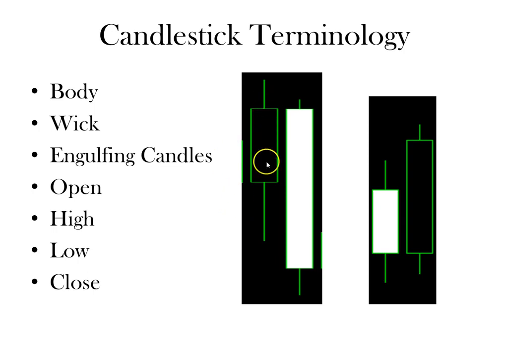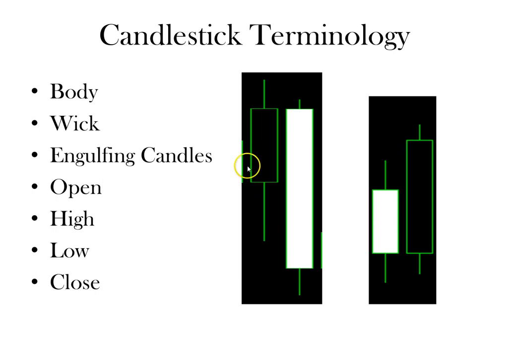Remember, a bullish candle always opens at the bottom. That's whatever price is the opening price of that candle. This would be the high. Whatever the high price is, is the high of that candle. The low, whatever the low price is, is the low of that candle. And then the close, whatever price it closes at is the close of that candle.